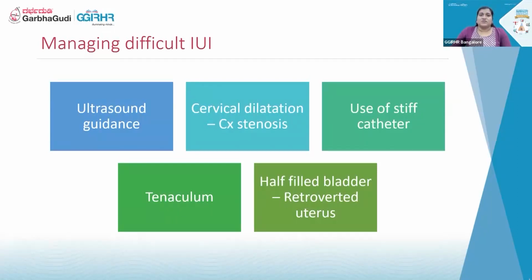Then in case of retroverted uteruses, we can use a half-filled bladder. But a full bladder helps to straighten the axis only in an anteverted uterus. If the uterus is retroverted and we fill the bladder too much, then it can cause even more retroversion and we will not be able to enter the internal os. So there, a half-filled bladder can be beneficial.